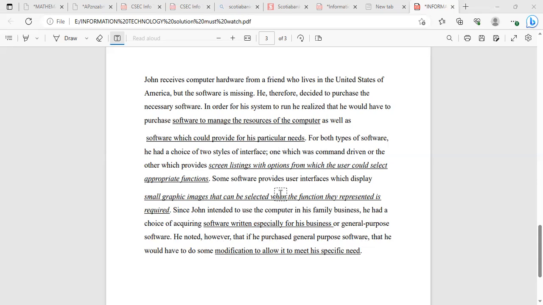All right, let's go. John received computer hardware from a friend who lives in the United States of America, but the software is missing. He therefore needs to decide on the necessary software in order for a system to run. He realized that he would have to purchase software to manage the resources of the computer, and that would be the system software. So I'm going to put it as one: system software.